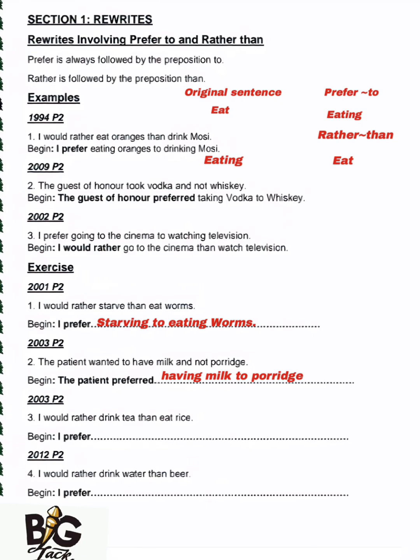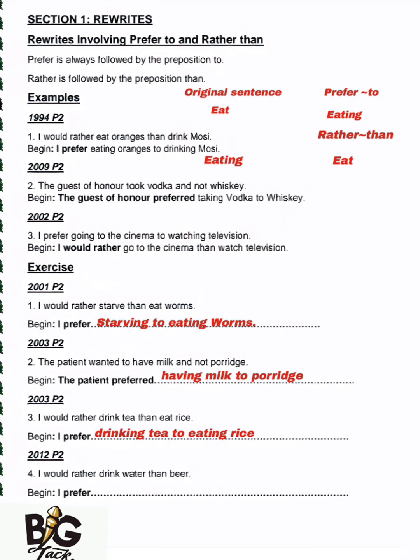Then the next one, question 3, which came in 2003 paper 2, was saying, "I would rather drink tea than eat rice." In this original sentence, we have two verbs, drink and eat. Since we are rewriting using "prefer," "drink" is going to change to "drinking," and "eat" is going to change to "eating." So it is going to sound like this: "I prefer drinking tea to eating rice." That is the correct one.